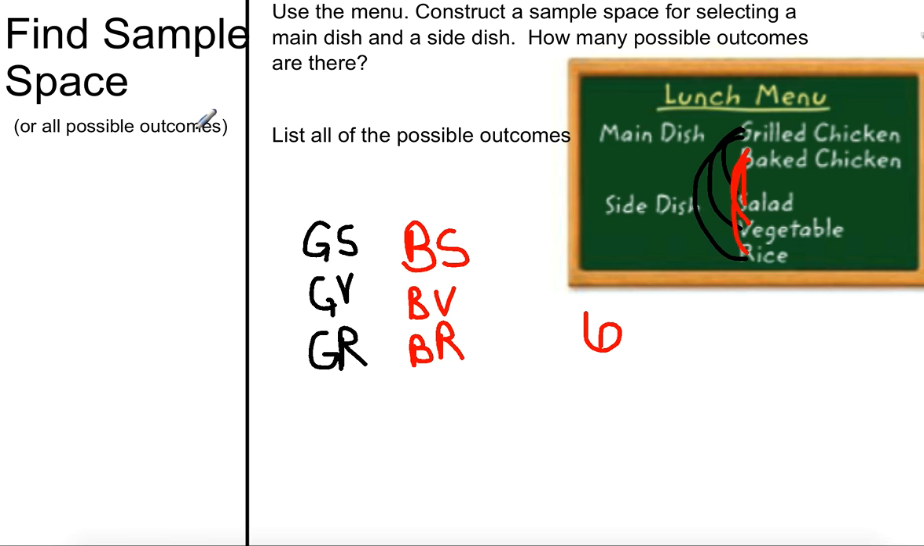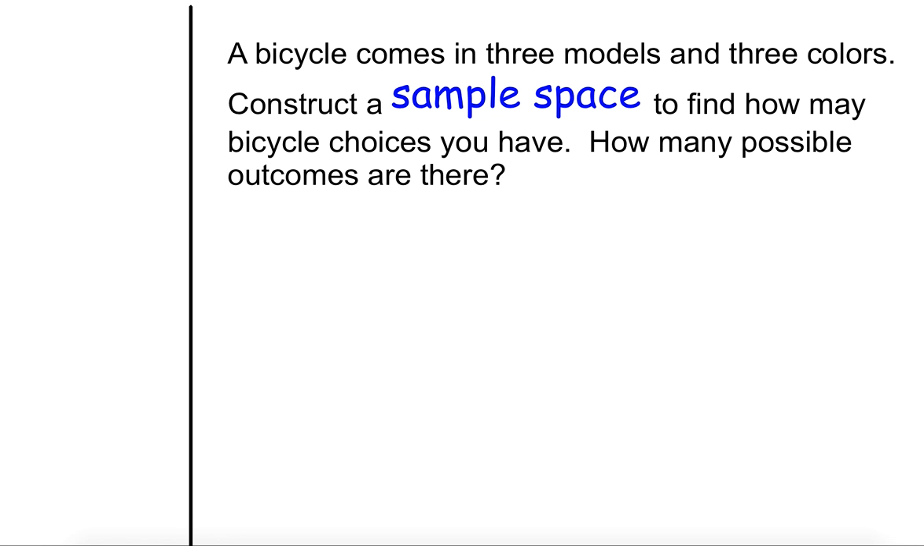So you're going to try this next. A bicycle shop comes in 3 models. So let's use M1 for model 1, M2 for model 2, and M3 for model 3 as our abbreviations. And 3 colors. Again, we'll use C1 for color 1, C2 for color 2, and C3 for color 3. You're going to try to construct a sample space, so you need to list them out to find how many bicycle choices you have. So then you need to tell me how many possible outcomes there are. Stop the video now and try this.